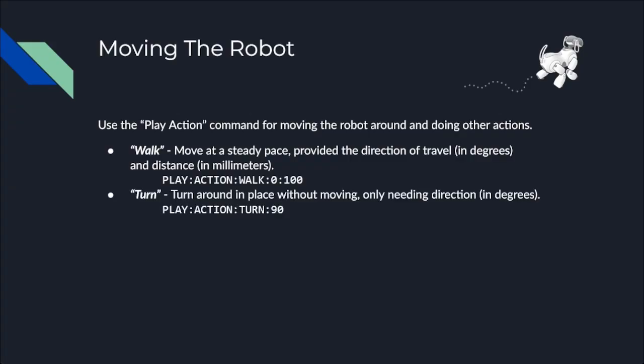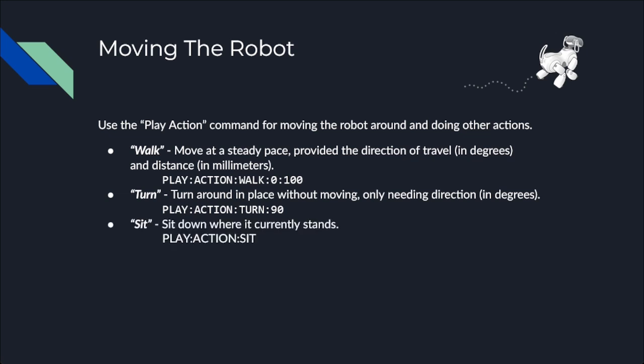There's turn, which will make the dog turn around in place without moving forward or backwards, only needing the direction. So play action turn :90 will turn the dog around 90 degrees. Sit will make the dog sit down where it stands. Play action sit. There's no other thing.